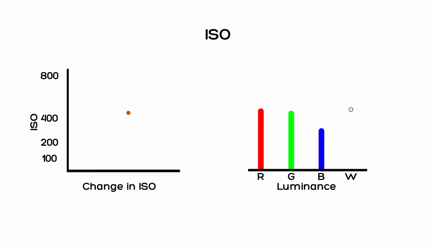When you double the ISO from 100 to 200, what you're doing is doubling the gain. Basically, each one of the channels, red, green, blue, and white, is going to double in value. The same can be said again when you double it from 200 to 400. That gain increases by twice the amount. And from 400 to 800, the principle remains the same.